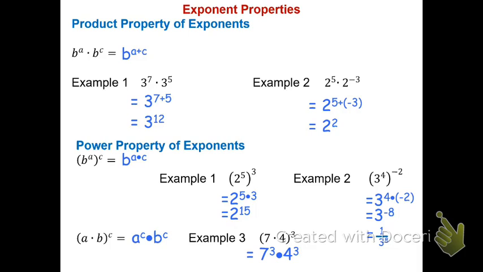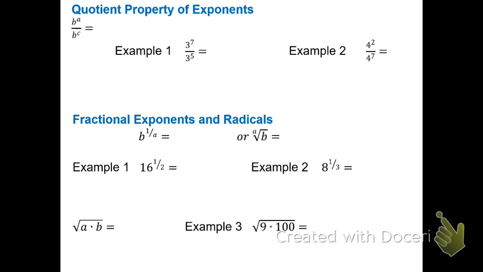Okay, let's look at some more properties. Let's go to the quotient property. Quotient is division, and here I'm dividing powers. If I take b to the a divided by b to the c, and again they have to be the same base just like the other rules we looked at, I'm going to subtract the exponents. This becomes b to the a minus c.